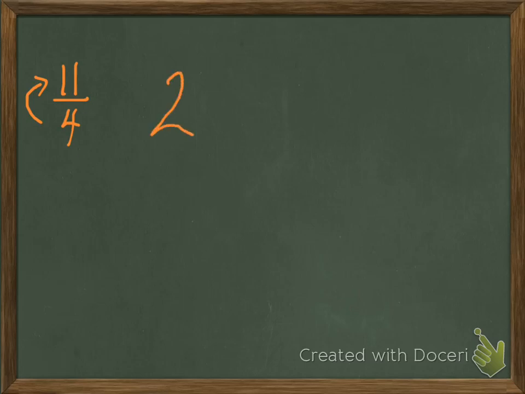And how many have I got left over? Well, I have got, with 8, that's 9, 10, 11, I've got 3 quarters left over. And that is what 11 quarters are.